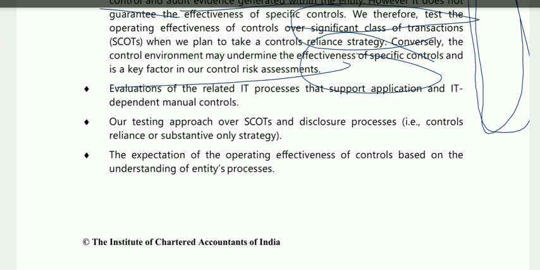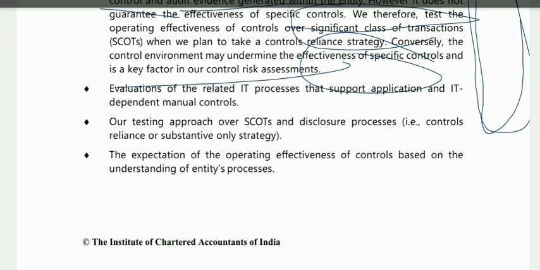So you just have to evaluate the IT processes that support application and IT dependent manual controls. So you just have to check that. And if you are finding that there is no such mistake in that, then you must rely on it. I guess this is self understood, and I should not explain this point again in Hindi. If you are not able to understand it, then you can comment down.